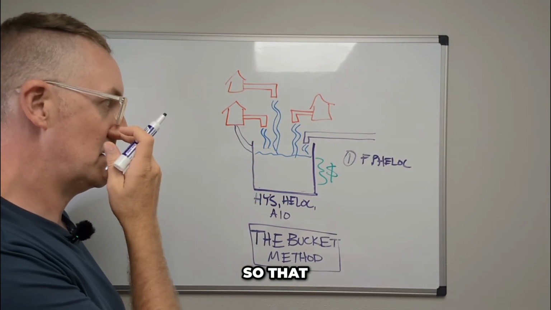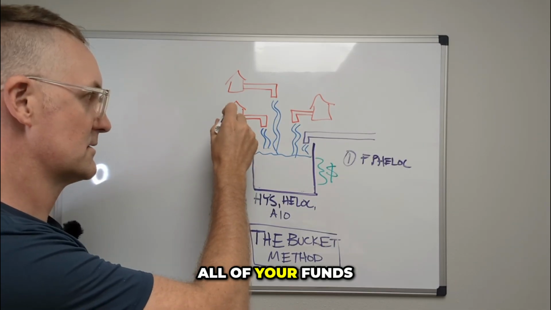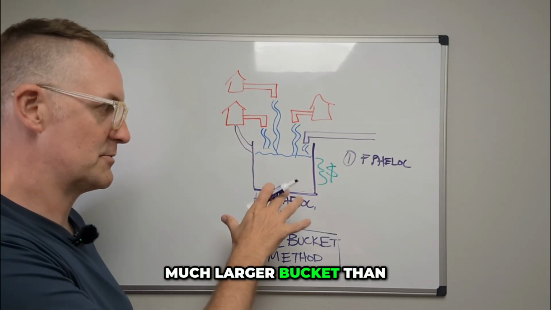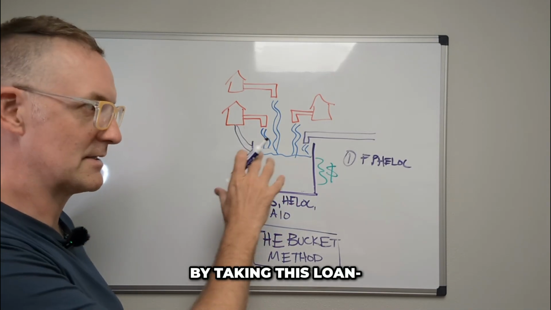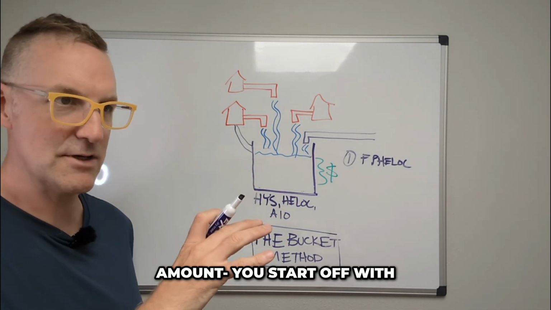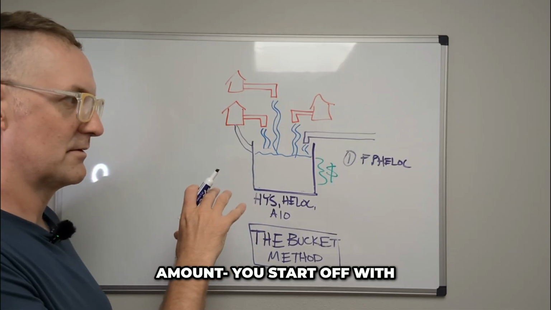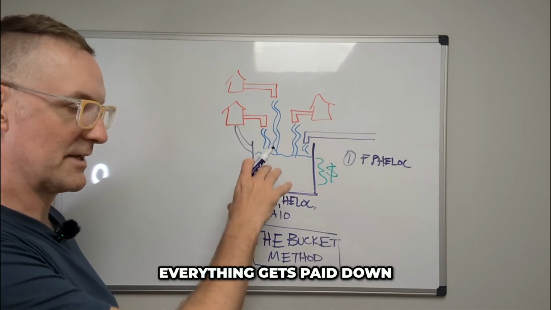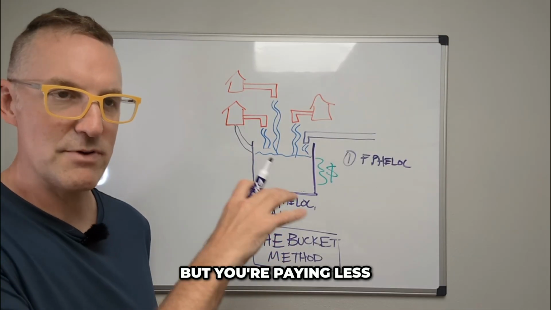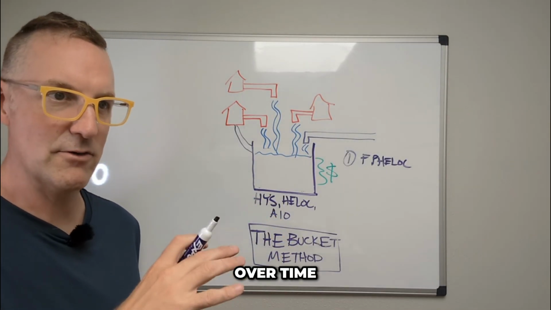that all of your funds go into this bucket. So we've utilized a much larger bucket than you can with a HELOC by taking this loan, and you have a credit limit instead of a mortgage amount. So you start off with less equity, and as everything gets paid down, you still have access to that same equity, but you're paying less interest on it over time.